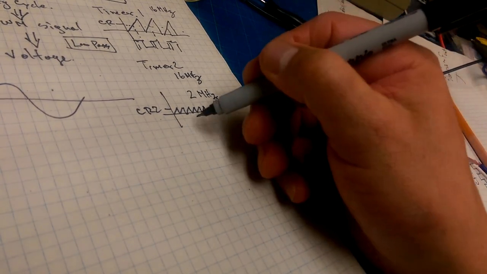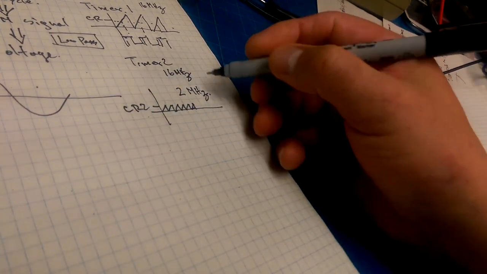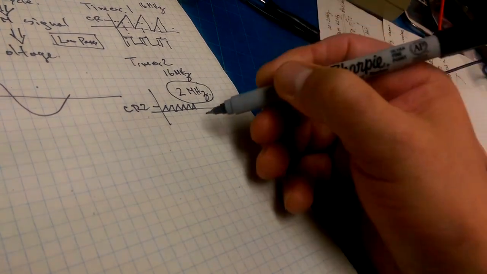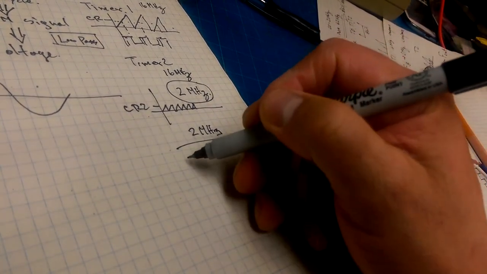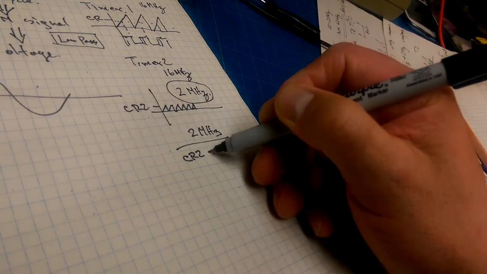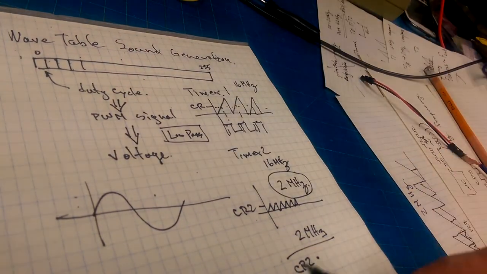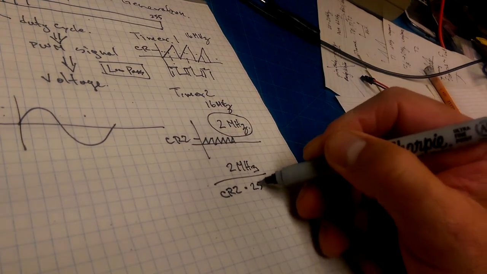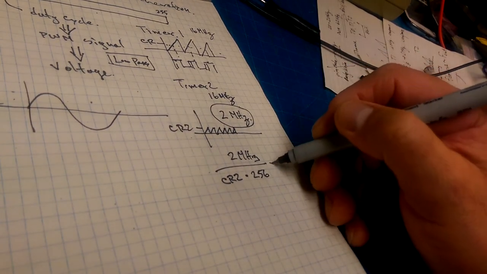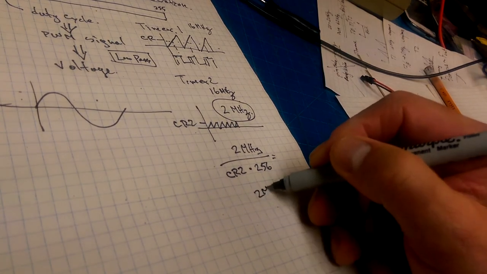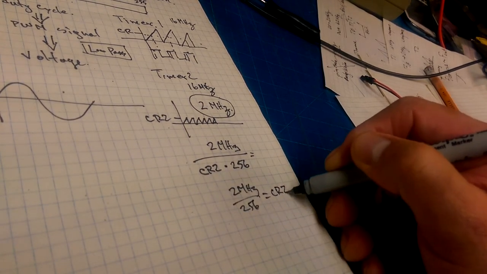So the formula for getting between this compare register and the output frequency is the frequency of our timer 2, which is 2 megahertz, divided by the value of our compare register 2 times the number of bits that we have to write in order to get a full wave. And that is 256. So what that says is that 2 megahertz divided by 256 is equal to compare register 2.